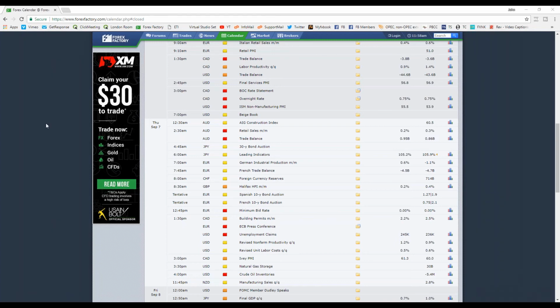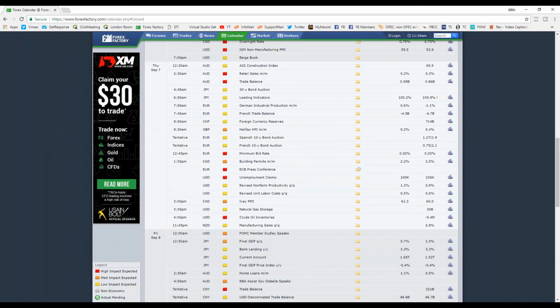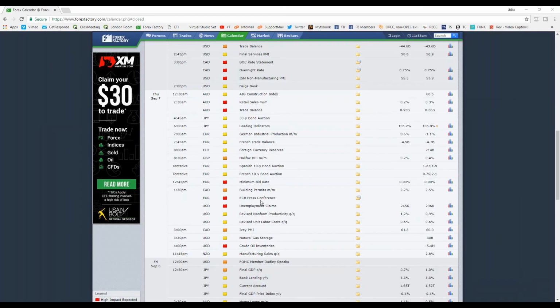Now we have also retail sales and Aussie trade balance. We have two together. Retail sales, we know, can affect the market, so we're going to put a small X down for the Aussie on Thursday. And coming into Thursday, we also have the minimum bid rate and the ECB press conference, which again is the same thing as the previous two, which is an interest rate decision. So we're going to put down a capital X for the euro on Thursday.